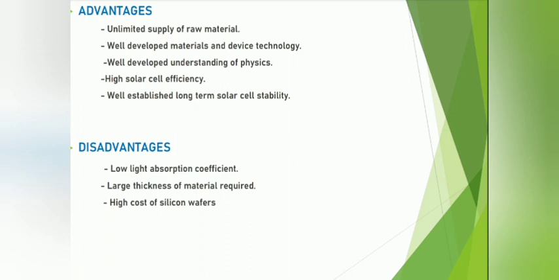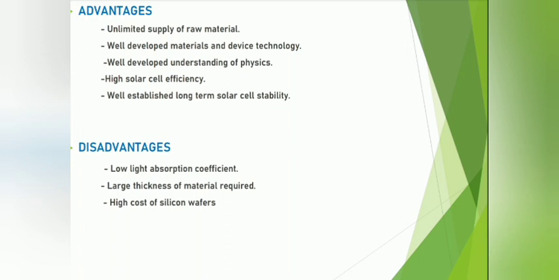Now, the advantages of using photovoltaic solar cells: an unlimited supply of raw material, well developed materials and device technology, well developed understanding of physics, high solar cell efficiency, and well established long term solar cell stability. The disadvantages are low light absorption coefficient, large thickness of material required, and high cost of silicon wafers.